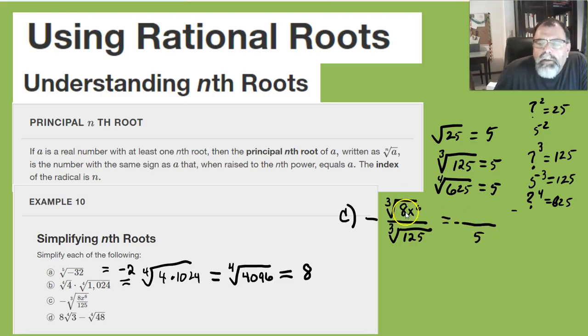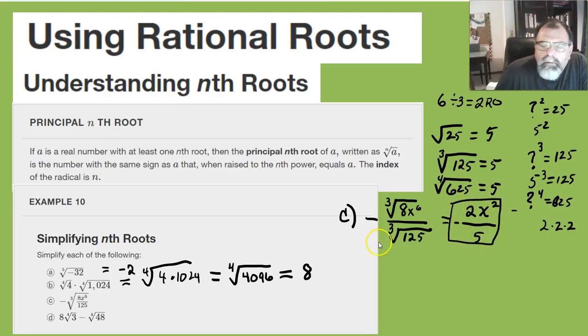And then this one, 8 is 2 times 2 times 2, so 2 comes out. And then we're going to do the dividing trick. If the index is 3, we take the power divided by 3. 6 divided by 3 is 2, remainder 0, so we don't have anything left inside the radical sign. So it's just x squared. So negative 2x squared over 5. And that's my answer for that one.